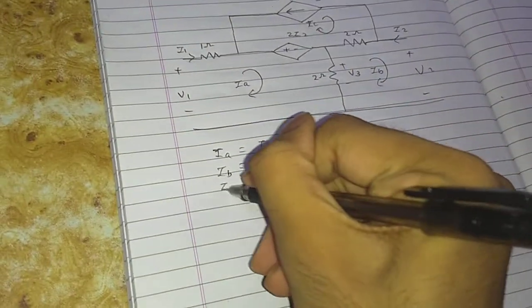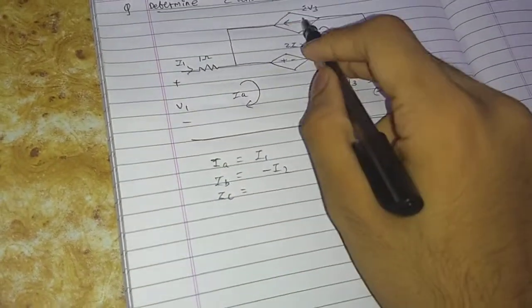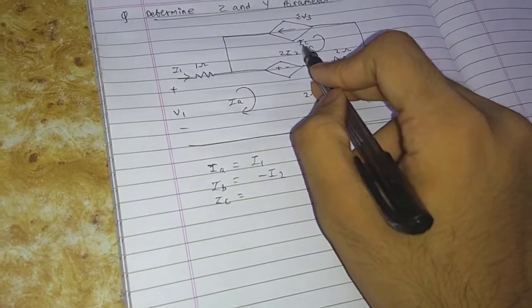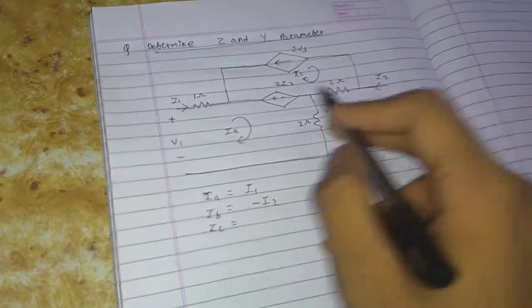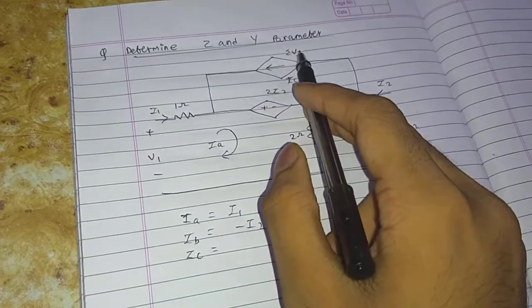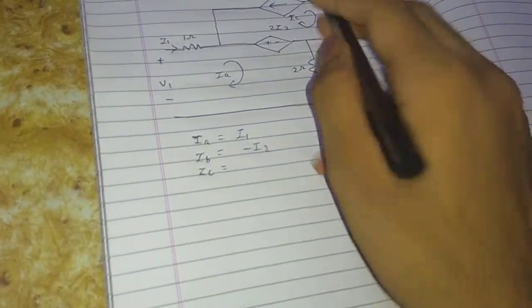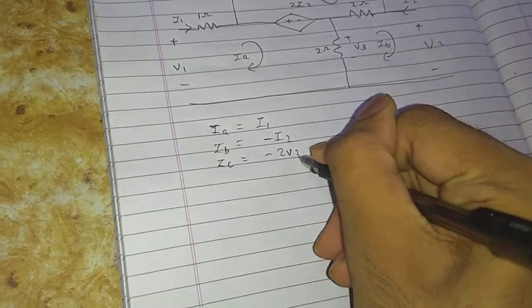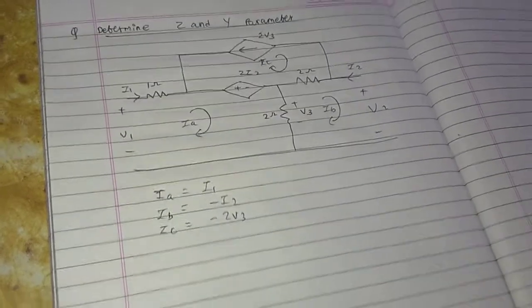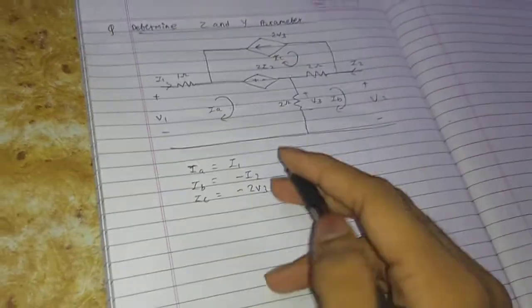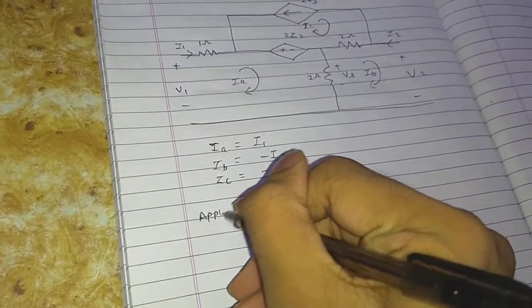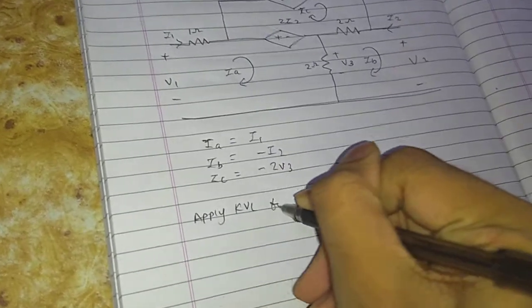And my IC value is, as you can see, directly a current source is given. IC is going clockwise, and my 2V3 value is going anti-clockwise. So similarly, IC equals minus 2V3. This is a dependent source. Now let us apply KVL to mesh 1.